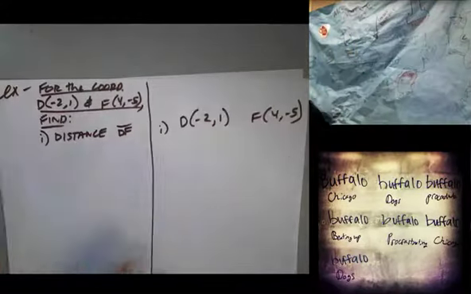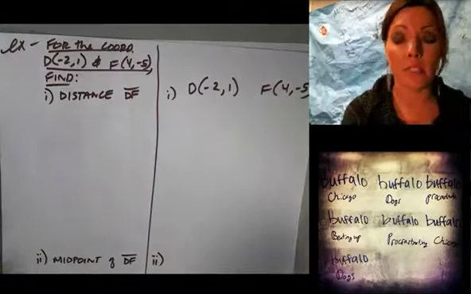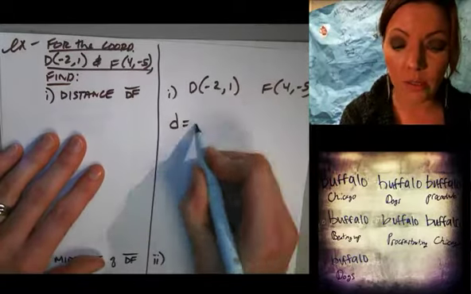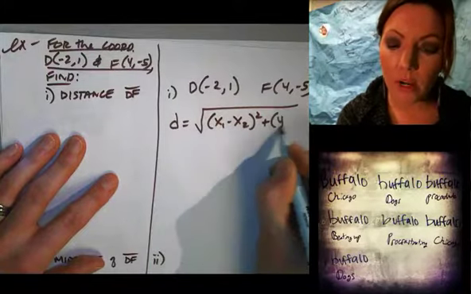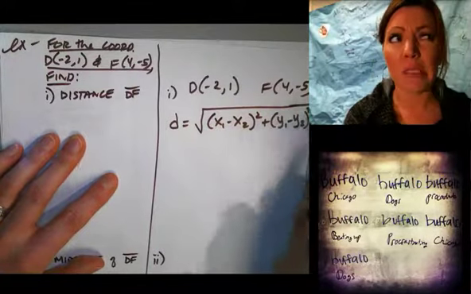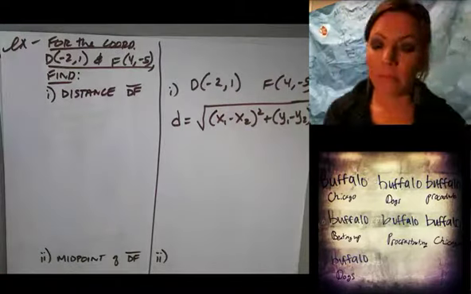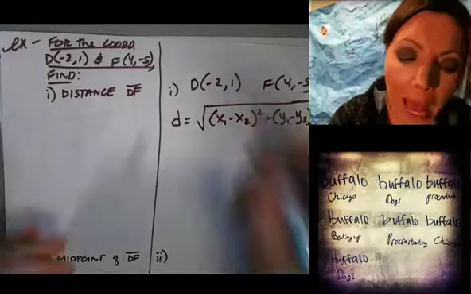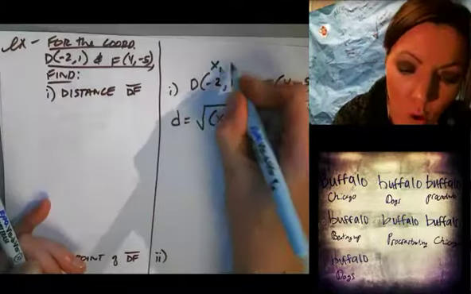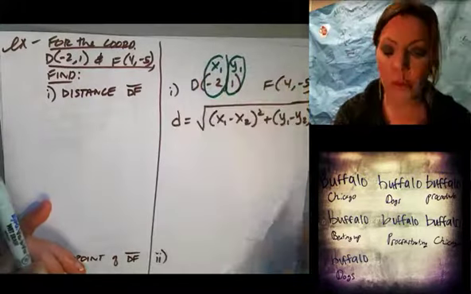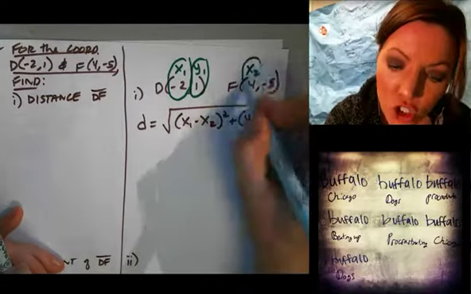Okay, so I actually just took it off the screen. So distance formula is what? x1 minus x2 squared plus y1 minus y2 squared. Is this familiar? Okay, so we have, let's just say because D is the first one listed, that D is x1, y1. So there's our x1, there's our y1. And F, which is 4, -5, that is our x2, y2.